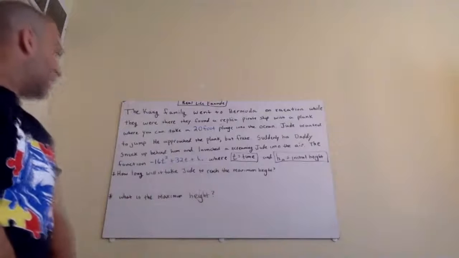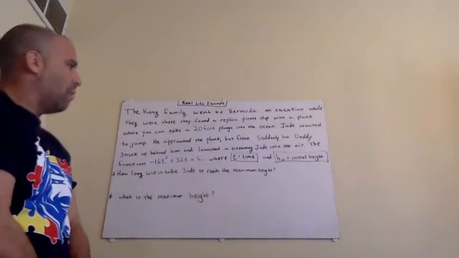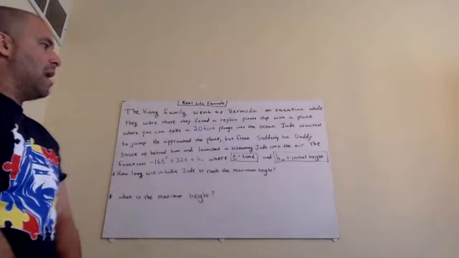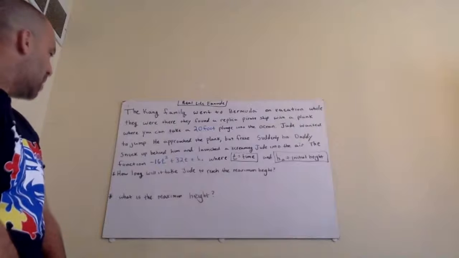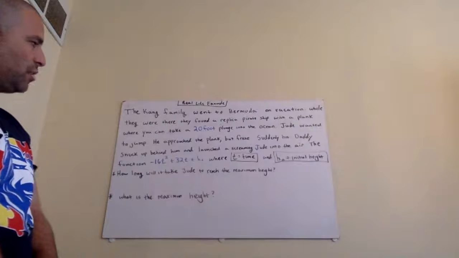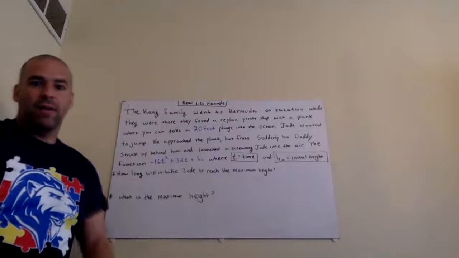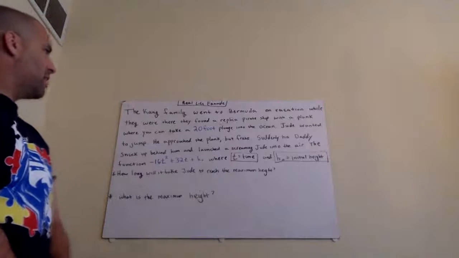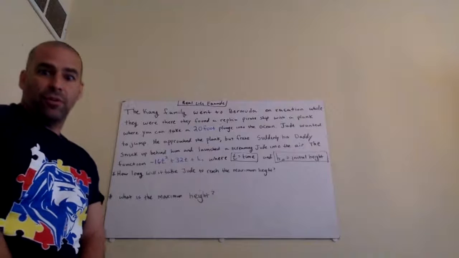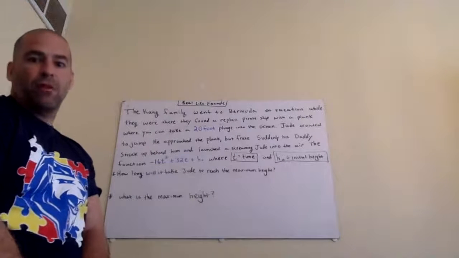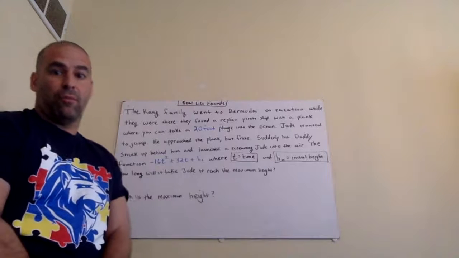The function is negative 16t squared plus 32t plus h0, where t equals time and h0 equals the initial height. How long will it take Jude to reach the maximum height, and what is the maximum height? So let's take a second to understand what we're dealing with here. From the previous examples you just worked on, you talked about finding what's called the axis of symmetry and the vertex of a parabola.